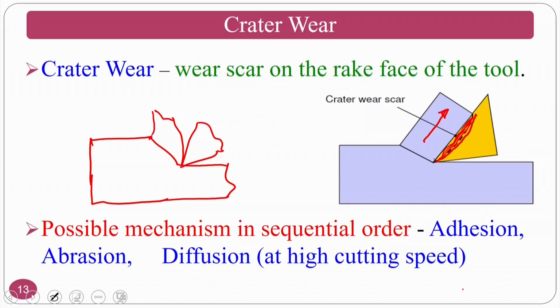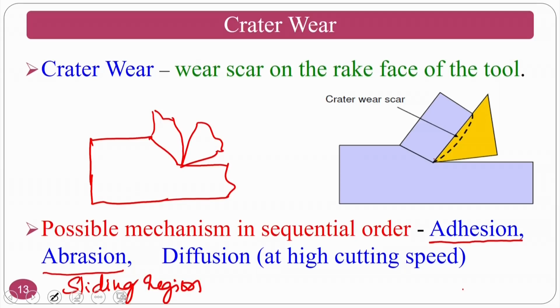That means the basic, dominating mechanism here is adhesion followed by abrasion, because it has a sticking zone as well as a sliding zone. Okay. So, the crater wear takes place in terms of sticking as well as sliding, but the sticking is dominating and sliding is slightly less. The sliding region is mainly because of the abrasion, and diffusion also plays a part at very high speeds. Okay. The basic mechanism that one can tell is that adhesion is the dominant mechanism of tool wear in terms of crater wear.